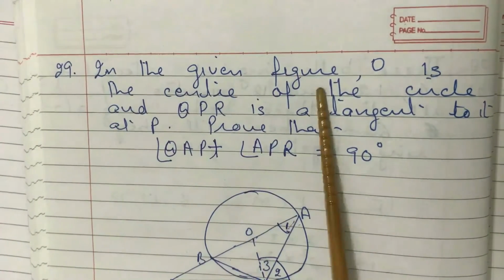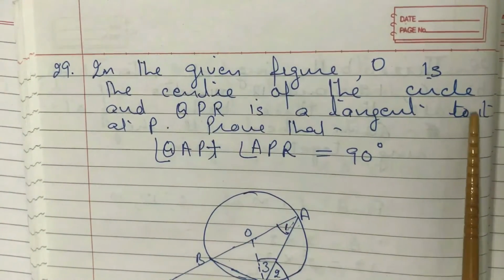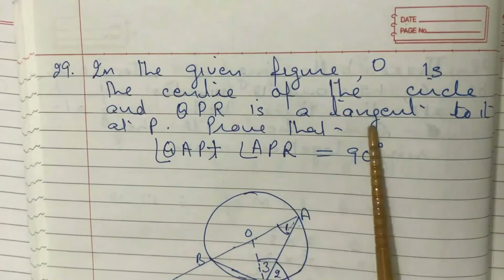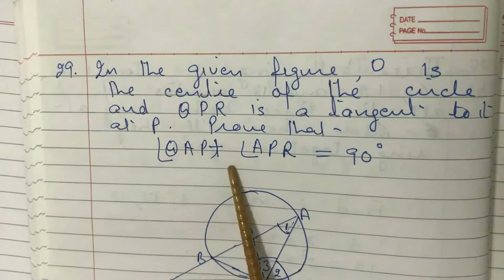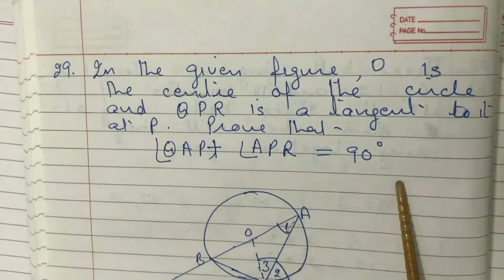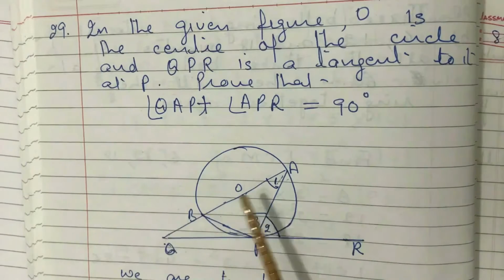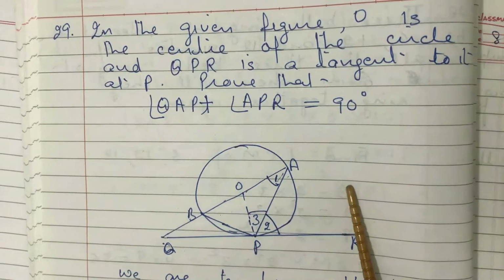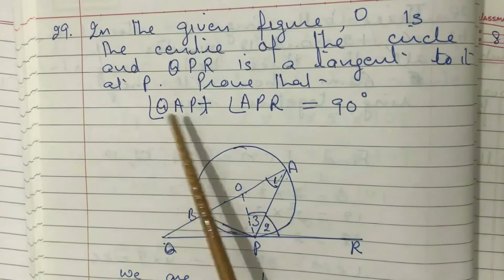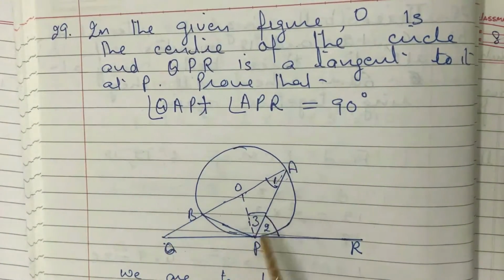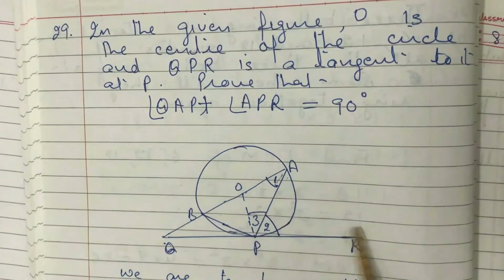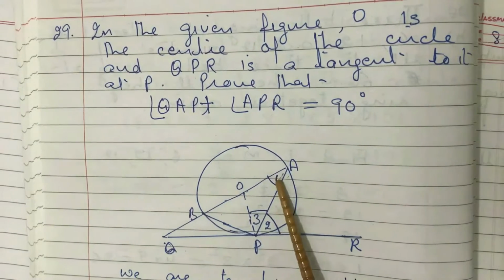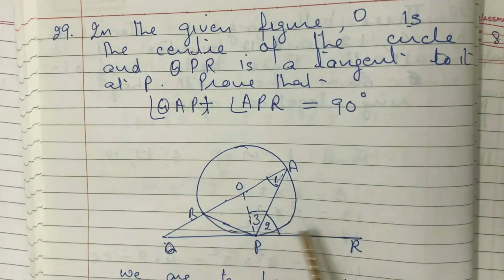Now 29th question. In the given figure, O is the center of the circle and QPR is a tangent to it at P. Prove that angle QAP plus angle APR is equal to 90 degree. So this is the figure which is given to us. I have taken QAP as angle 1 and APR as angle 2. So I am to prove angle 1 plus angle 2 is equal to 90 degree.